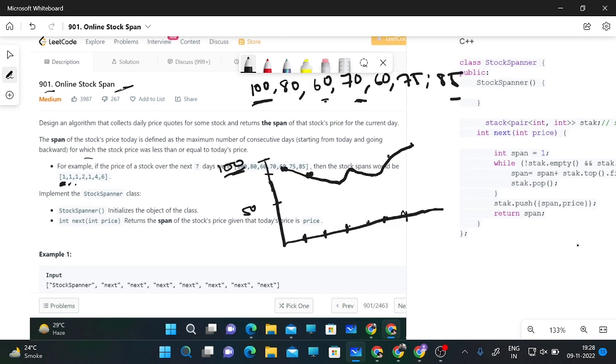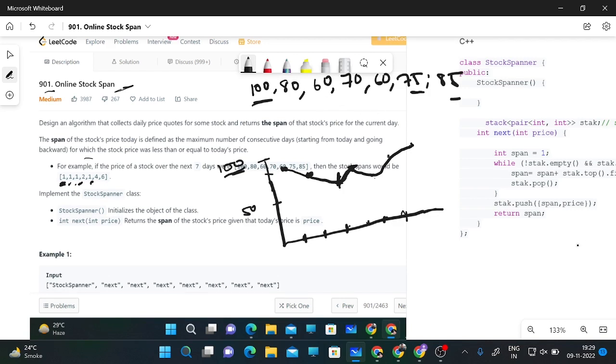Now for 70 we will check the previous days. This one is 70, right? The previous day is 60. We have one day which is less than or equal to this 70. Then we have a value greater than this 70, so we have basically 2 days: the day with the 60 value and the 70 itself, so we will return 2. Now we'll check for this 60. The previous data is 70, it is greater than 60, right? So we will not count this 70, so we'll return 1 again.